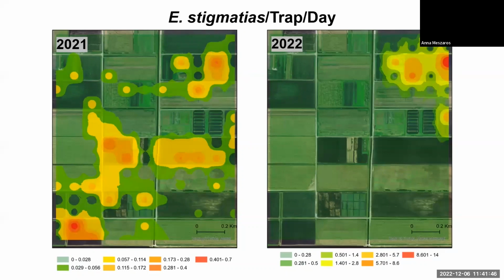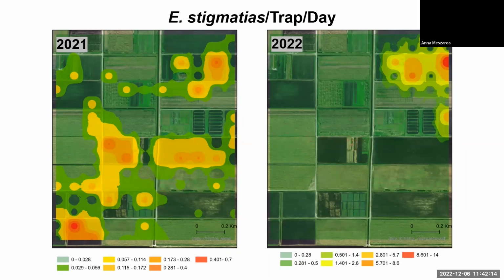So now this is Euxesta stigmatias, 2021. See, you have a hotspot here, a hotspot here, a hotspot here, a hotspot here. Do you have a guess what was there? That was the corn. If you want to know where the corn is, just follow the stigmatias. They'll tell you. You have some stigmatias out there, but really this is where the hotspots are.